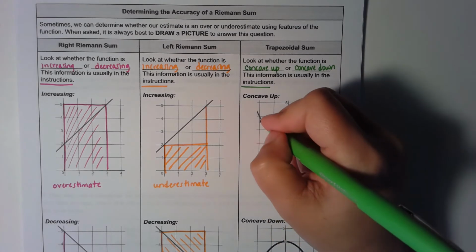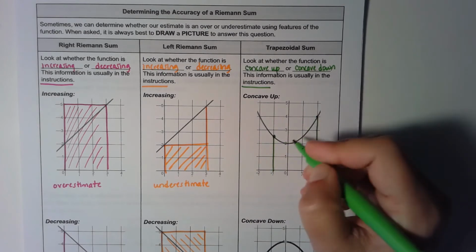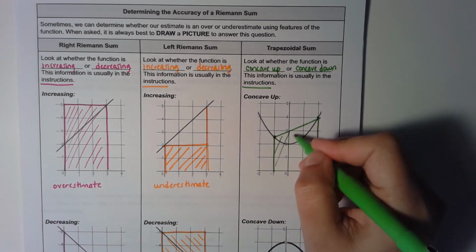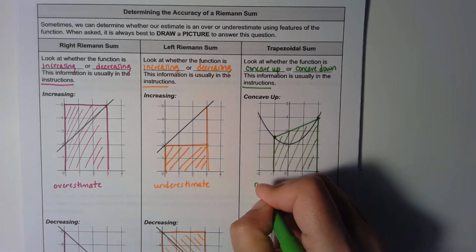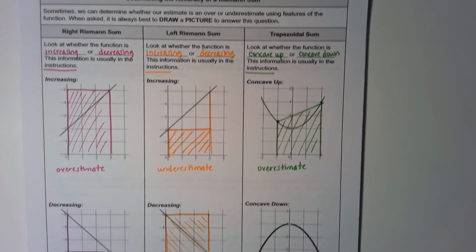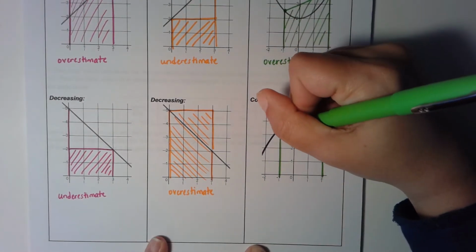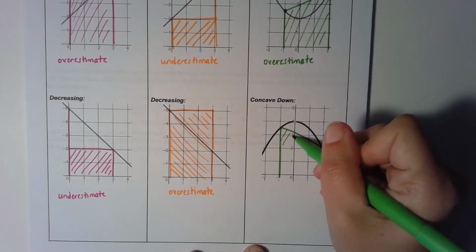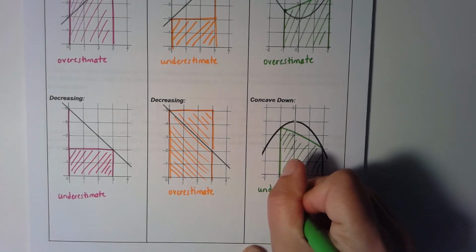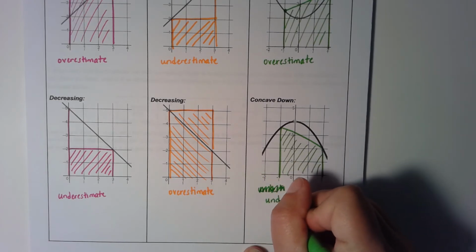If you have a concave up function and you make a trapezoidal sum and you make one big trapezoid, you're going to get an estimate that is too big. So you would say that this is an overestimate. And if you have a concave down function and you make a trapezoidal estimation, you're going to get an estimate that is too small. So you're going to have an underestimate. Underestimate. I totally spelled that wrong. UNDER estimate.